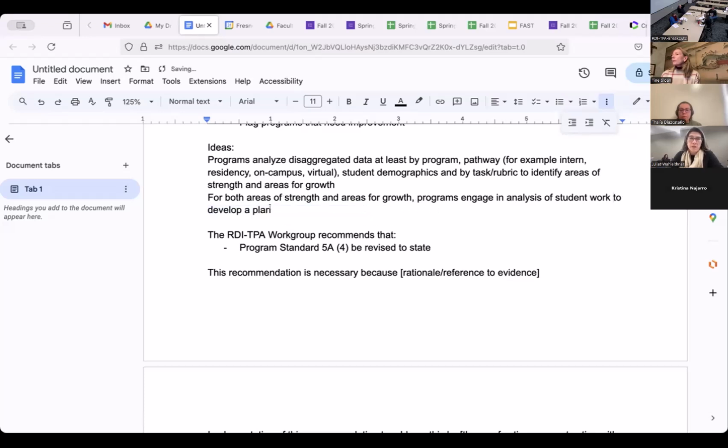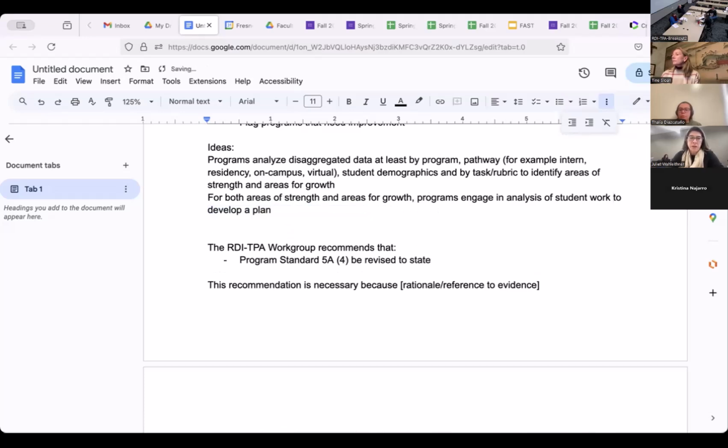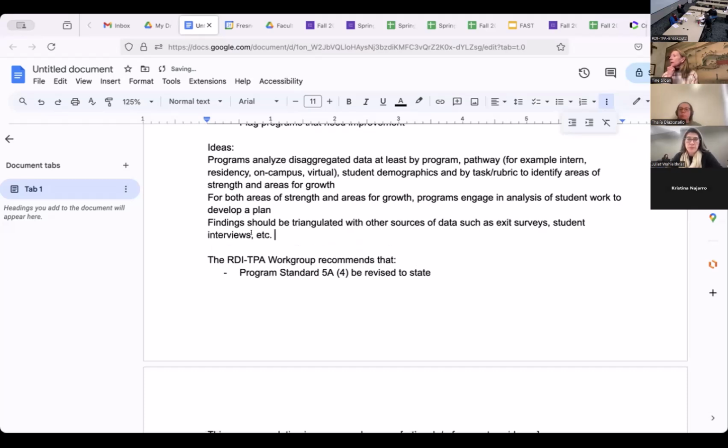So is it findings should be triangulated with other sources of data, such as program assessments. I think that's one of the big problems with accreditation: programs will say, well, in our course assignments, our candidates are doing just fine, but they're not passing the TPA. So what is the disconnect?